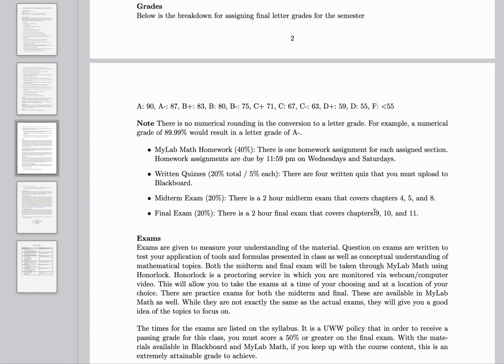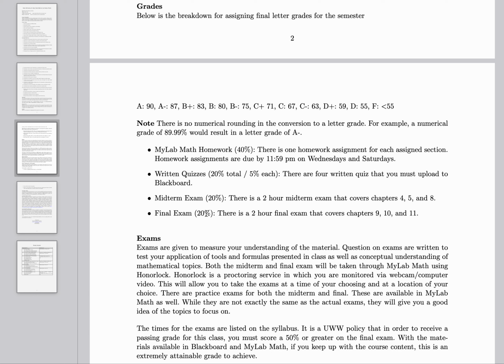There are review exams that are posted in MyLab Math for these, so there's lots of opportunity for review. The actual exams are also taken through MyLab Math, but they are proctored using something called ProctorU. Actually, I think we switched to HonorLock. I take that back. So we do use HonorLock to proctor these exams.